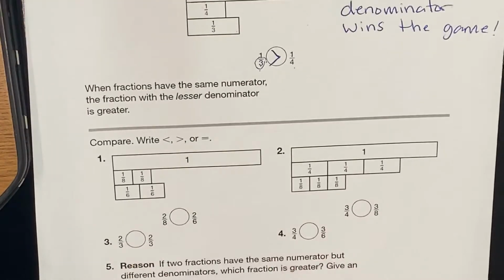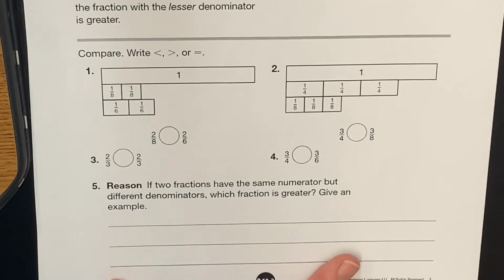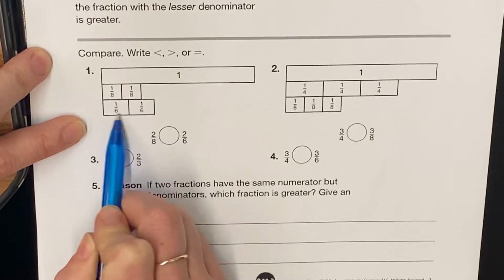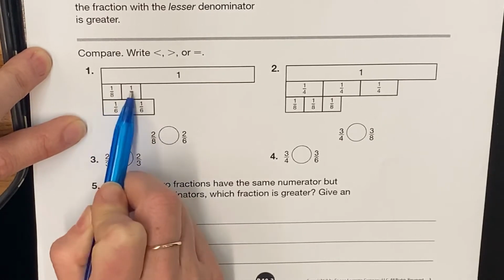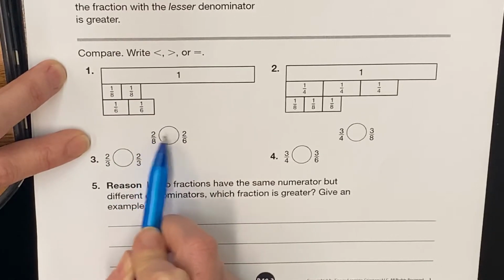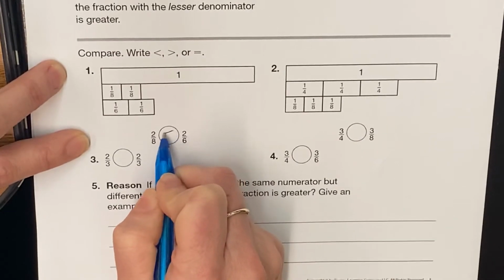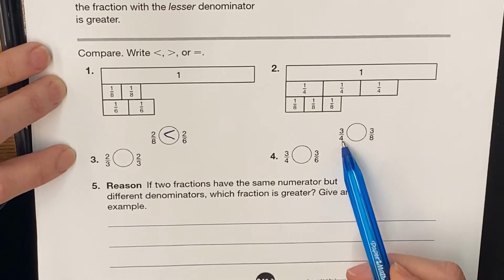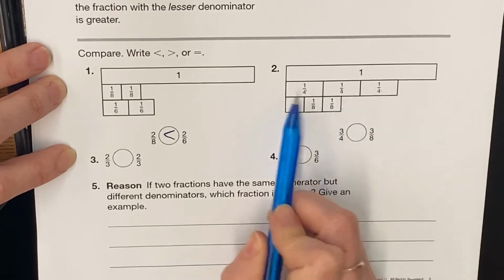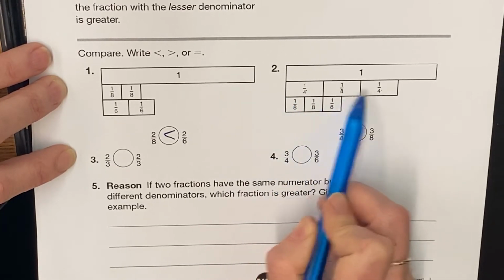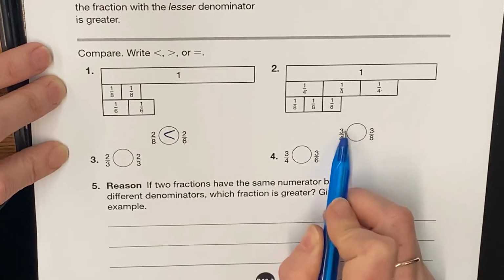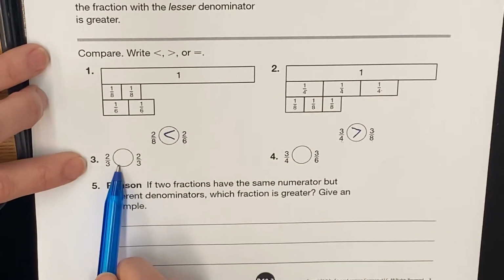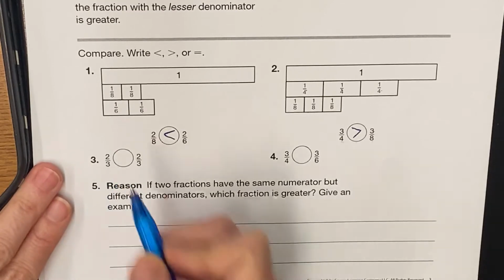All right, let's look at number 1. We're comparing 2/8 and 2/6. So you can see the 2/8 here and 2/6 here. 2/6 comes out farther than 2/8. And if the numerators are the same, the smallest denominator wins the game. So 2/8 is less than 2/6. Number 2, 3/4 and 3/8. Okay, I can see 3/4 comes out much farther than 3/8. 3/4 covers more of the whole strip than 3/8. And if the numerators are the same, the smallest denominator wins the game. So 3/4 is greater than 3/8. Number 3, 2/3 and 2/3. Those are equal.